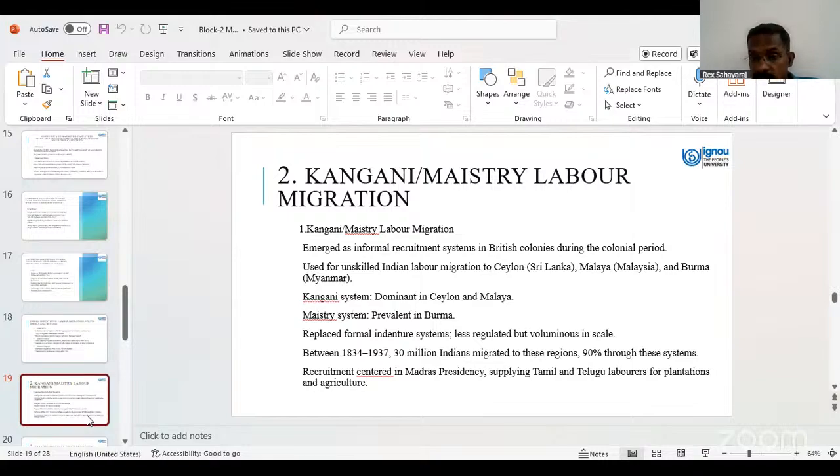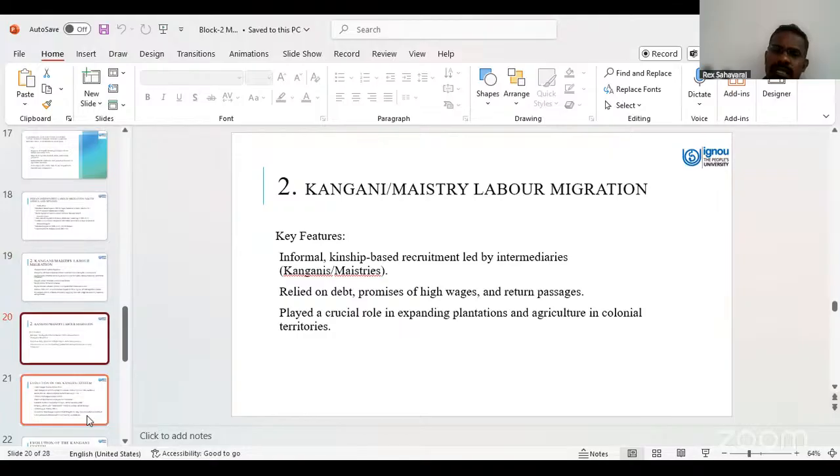30 lakh people migrated from this region, meaning to Sri Lanka, Malaysia, and Burma, equally 10 lakhs approximately. And 90 percent of them through this Kangani system. Recruitment was centered in the Madras Presidency, now Chennai, supplying Tamil and Telugu laborers for plantation and agriculture. Right?